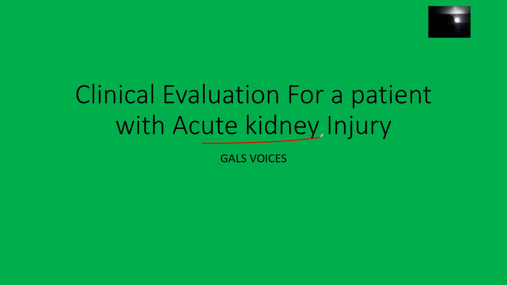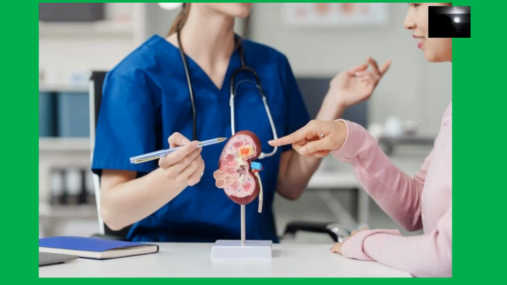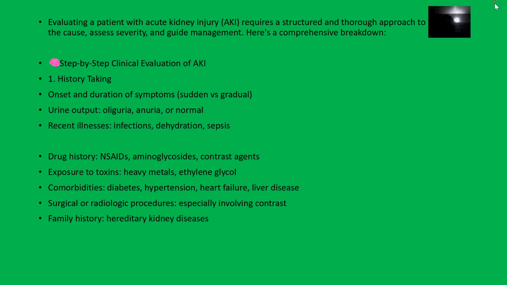things I'll see on this patient, so that they can help me confirm that this patient actually has an acute kidney injury issue. So we said that evaluating a patient with acute kidney injury requires a structured and thorough approach. Do you understand? First of all, you have to get some information from the patient, and this information is pushing you to tailor the question and say that this patient actually has issues with their kidneys. You understand?